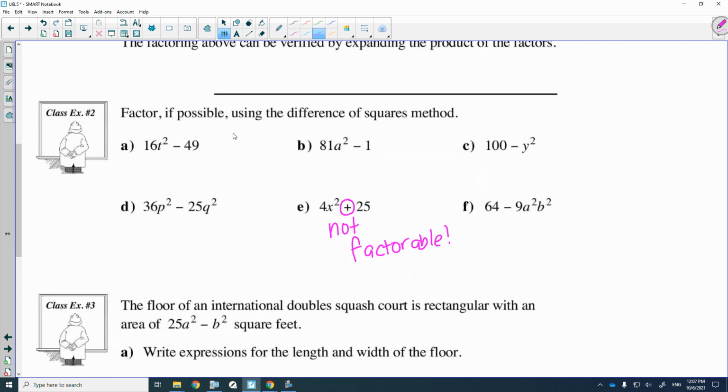Okay, A. I will do A, and you guys will do the rest. Set up your two brackets. You say to yourself, what is the square root of 16? And it's 4. What is the square root of t squared? T. Then you go on to the 49. What is the square root of 49? 7. One gets a positive, one gets a negative, and you're done.